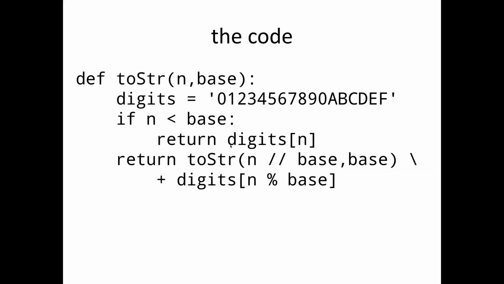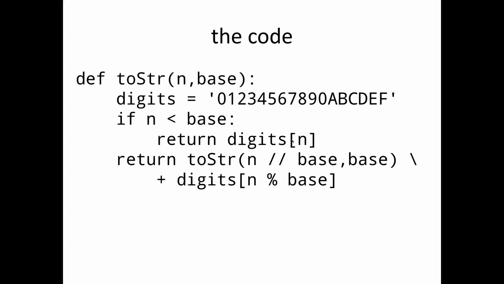Okay. So here's the code. You have the basic digits in string format, right? The base case in this case is n is less than the base. Base 2 is 0 or 1. Base 10 is 0 to 9. Base 16 is 0 to f. If the number is not 2 digits, it's smaller than the base, that's 1 digit. Then you can just return that digit. Okay?